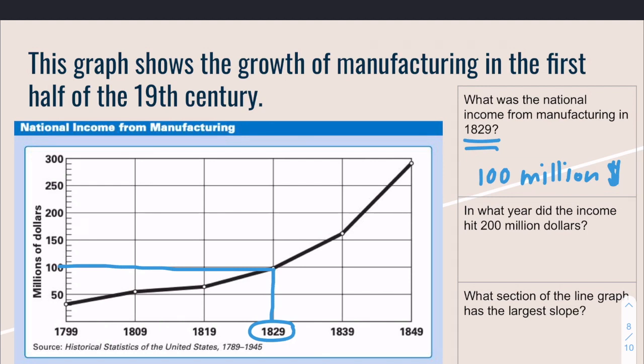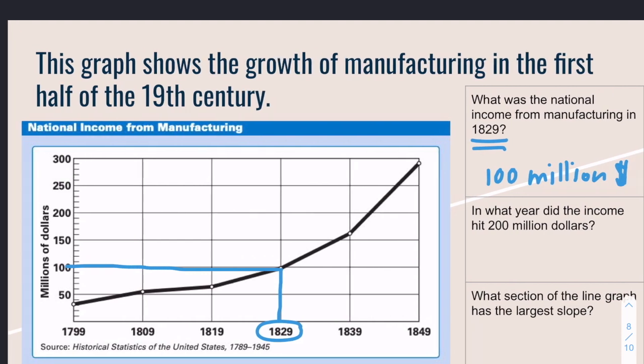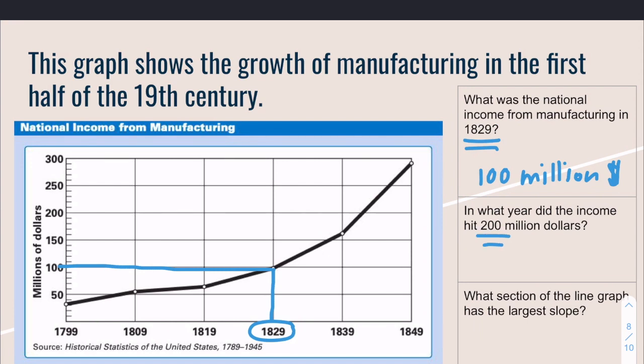However, I could also ask you, in what year did the income hit $200 million? In that example, I'm not giving you the year, I'm asking for the year. I am giving you the amount of income that there was. So you're going to want to look along the y-axis for millions of dollars, and you want to look for 200. And then you're going to kind of go the opposite direction. So you're going to say, okay, I want to find where the line was at 200 and then approximately what year that was.